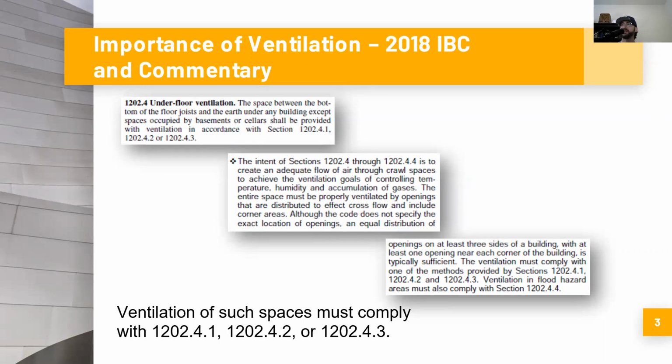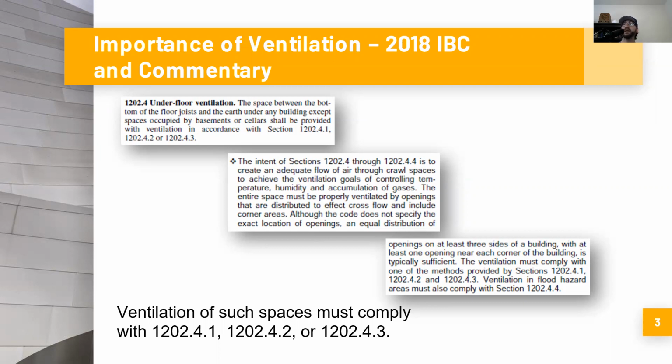Going on, the entire space must be properly ventilated by openings that are distributed to affect cross flow and include corner areas. Although the code does not specify the exact location of openings, an equal distribution of openings on at least 3 sides of a building with at least 1 opening near each corner of the building is typically sufficient.